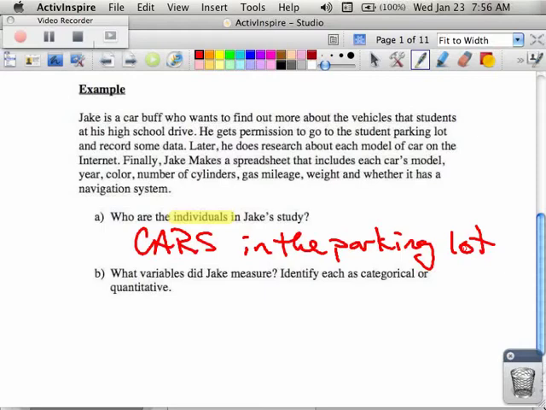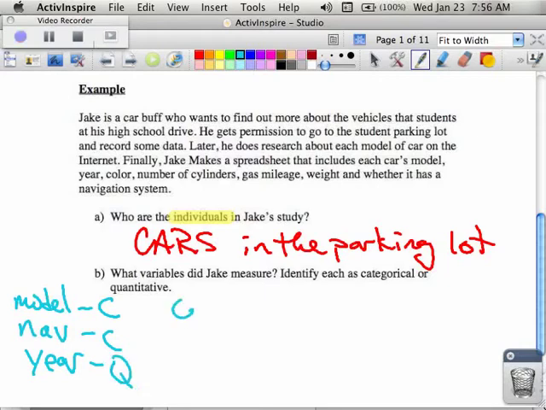So what's one of the things he talked about? A model. What kind of thing is that? So that's categorical. How about the next one? Okay, so nav. What's that? Categorical. Year. Quantitative. What else? Color. That's categorical. It's not a number. Number of cylinders. Since it has a number, it's quantitative.